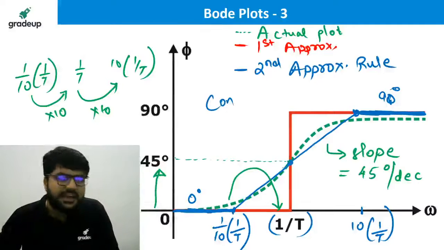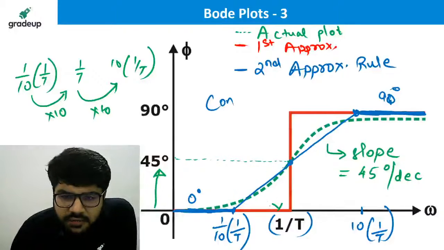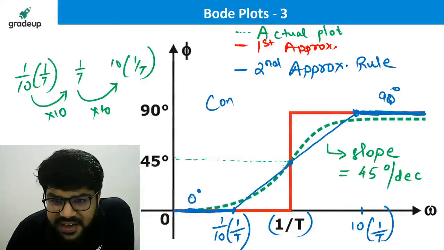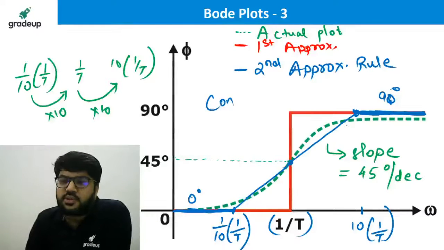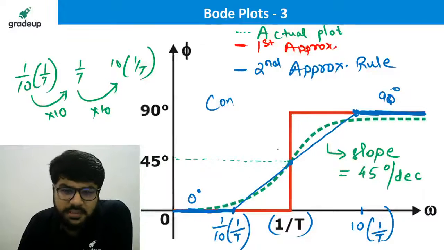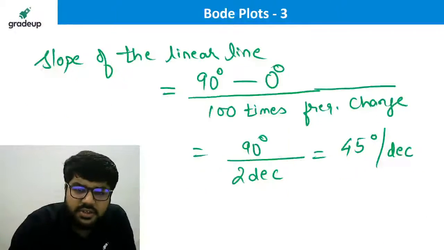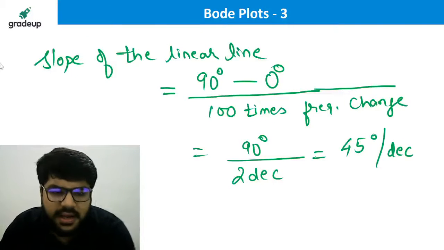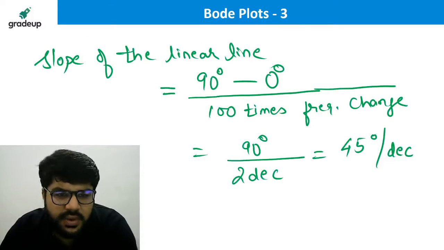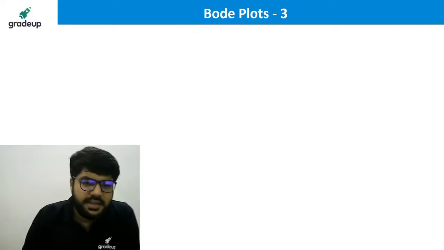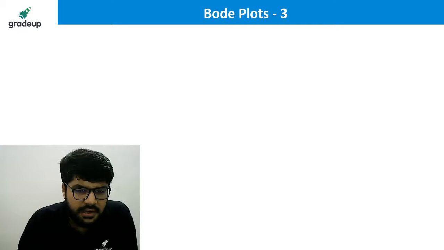And apart from the corner frequency point also, if you see, the green dotted one is the actual plot. The blue one is the new approximate plot. They are nearly equal. There is not much deviation in them. That means we can generally mark down a note.